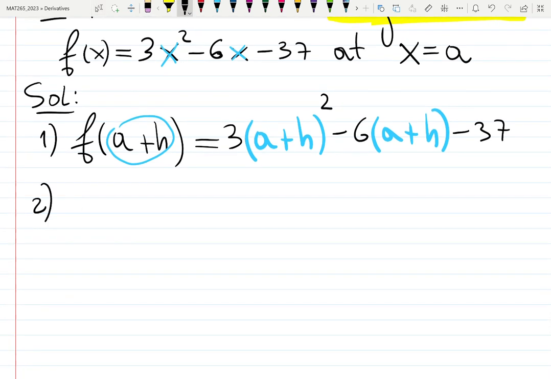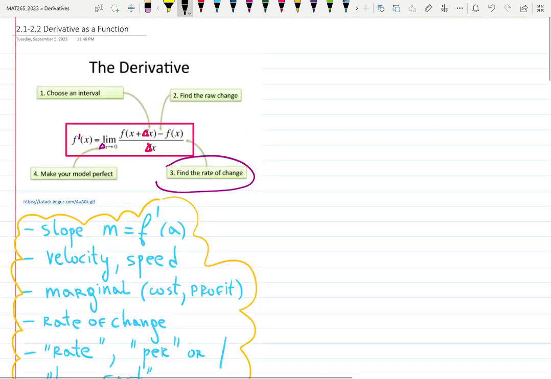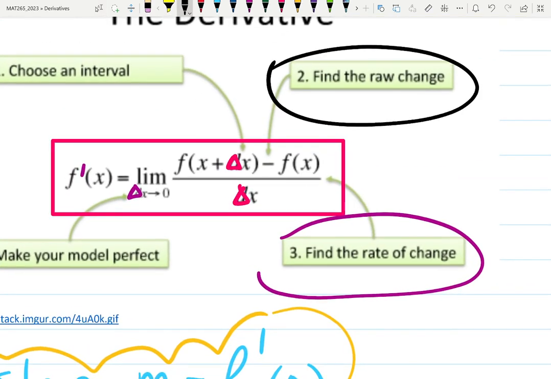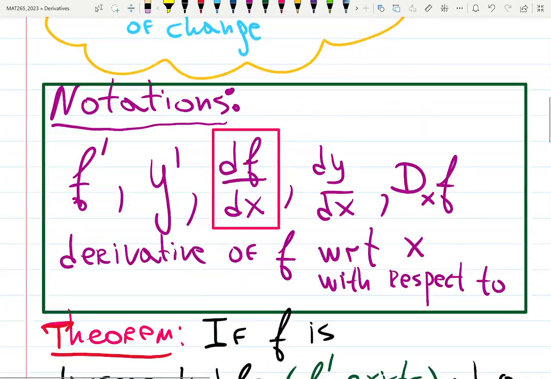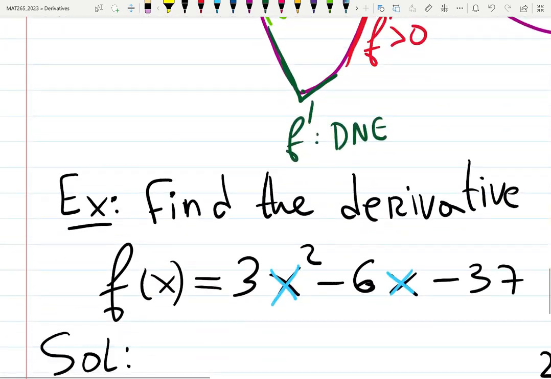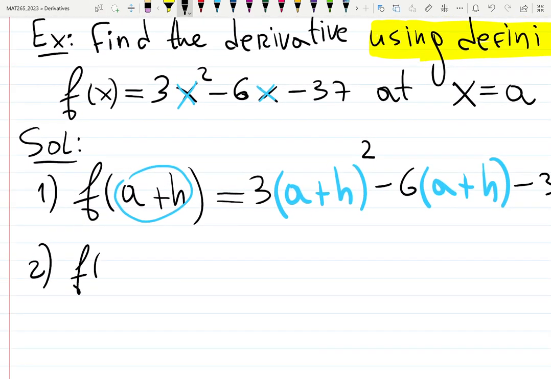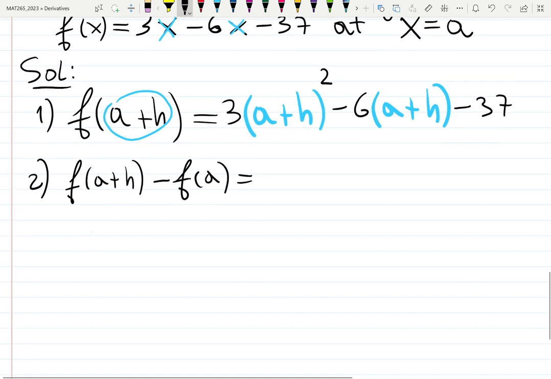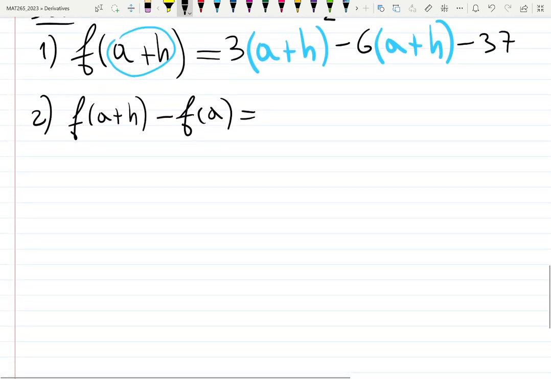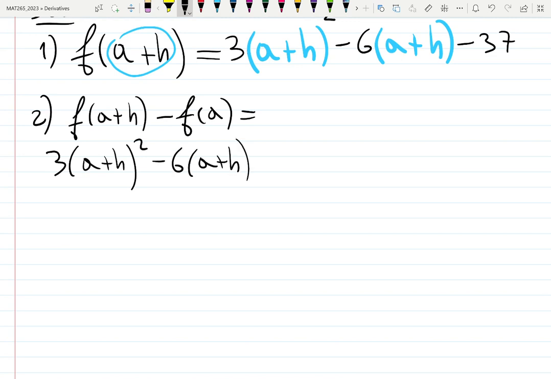Second, find the difference. Remember that row difference we were talking about at the very beginning. Step 2, find the row change. So I found the new f, and now I'm going to subtract old f. And the old f is f of a. F of a plus h, that's the original function, but changed by a little bit, a small h, minus the original one at a. That's called a row change. Now I'm going to write down all of this. It's going to be 3 times a plus h squared minus 6 times a plus h minus 37. That's the one we just found.